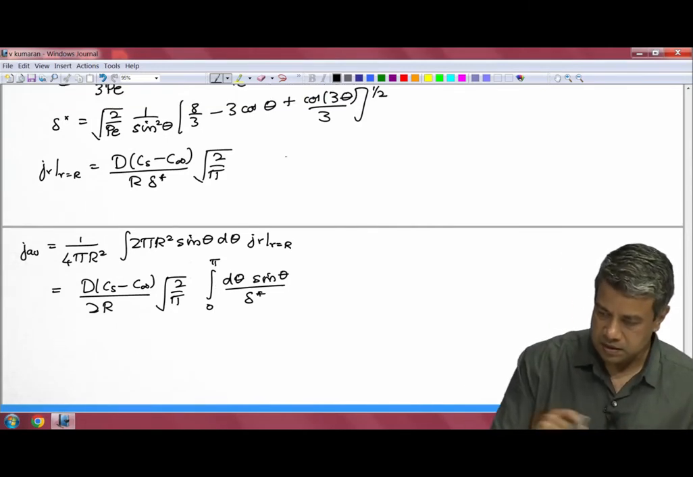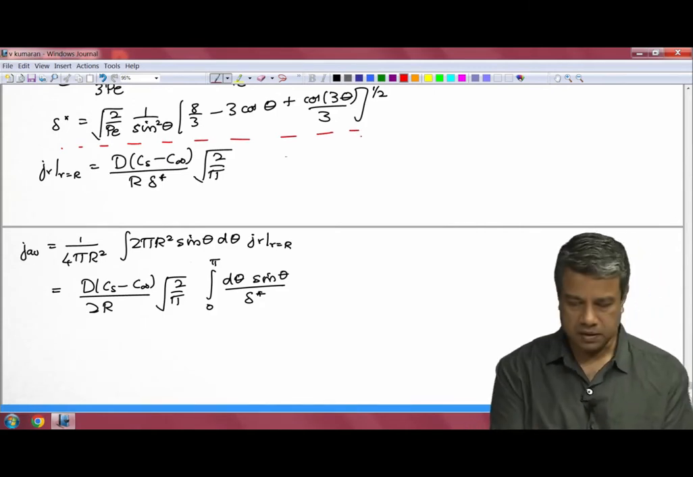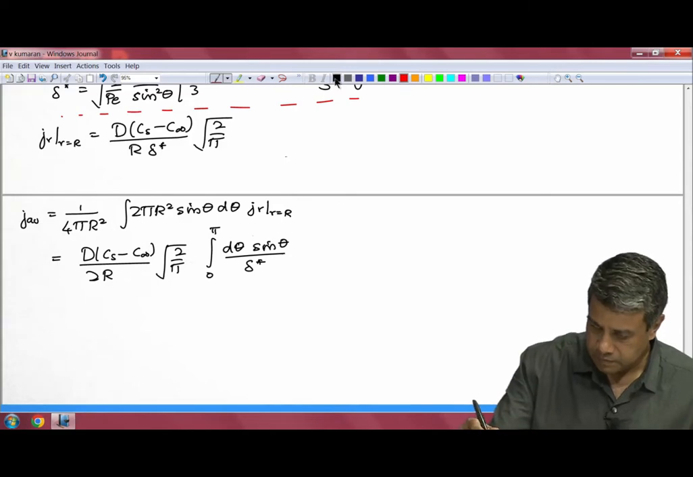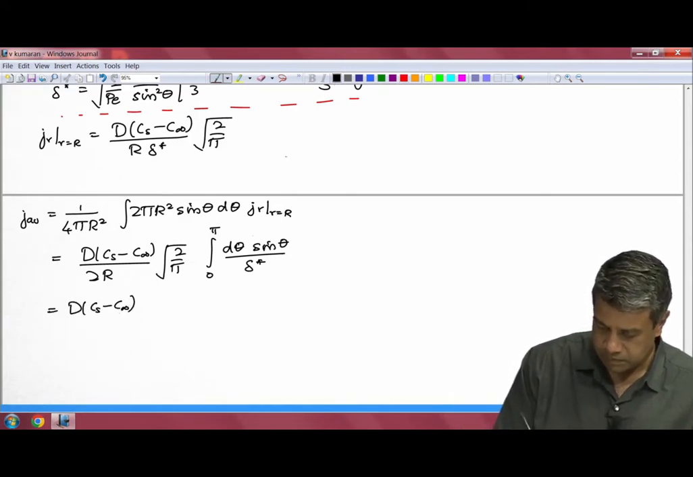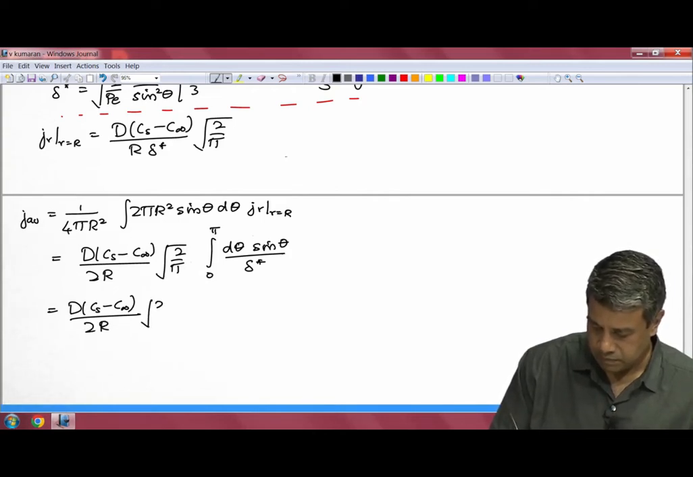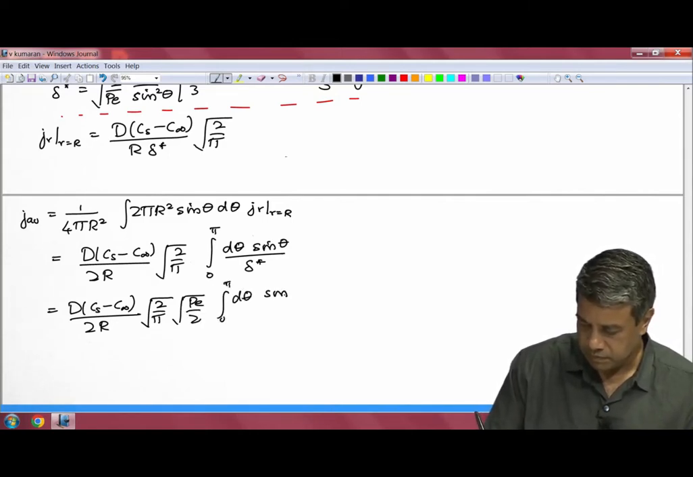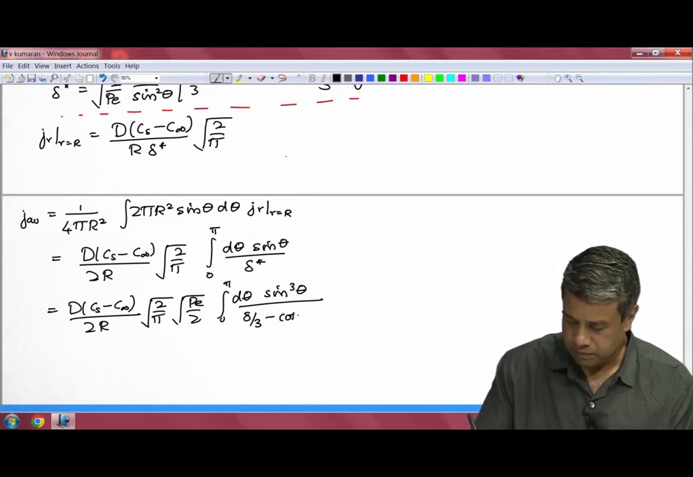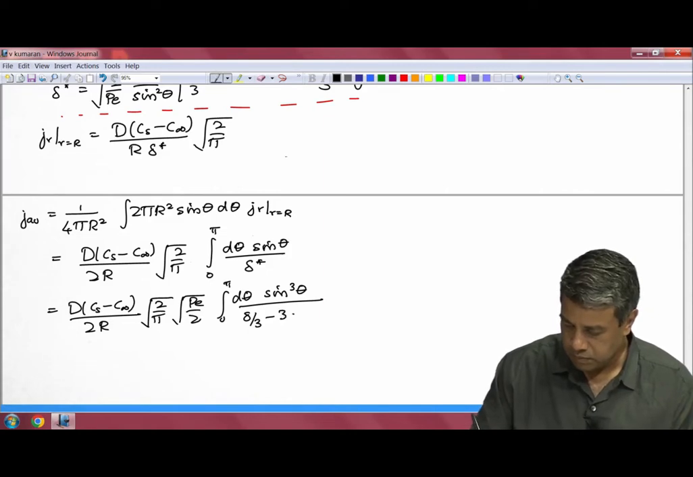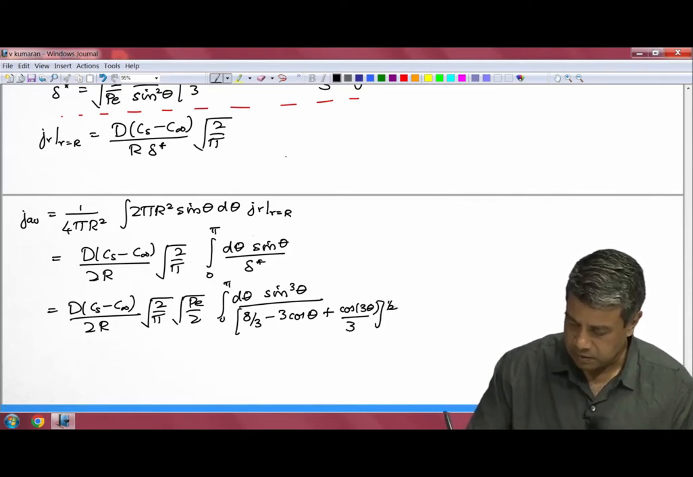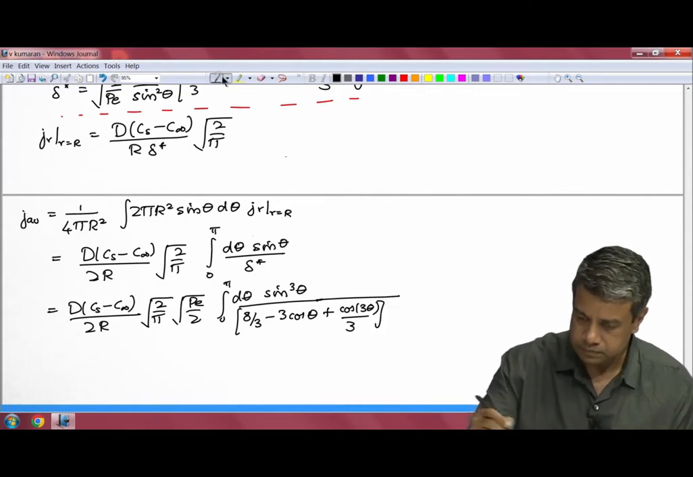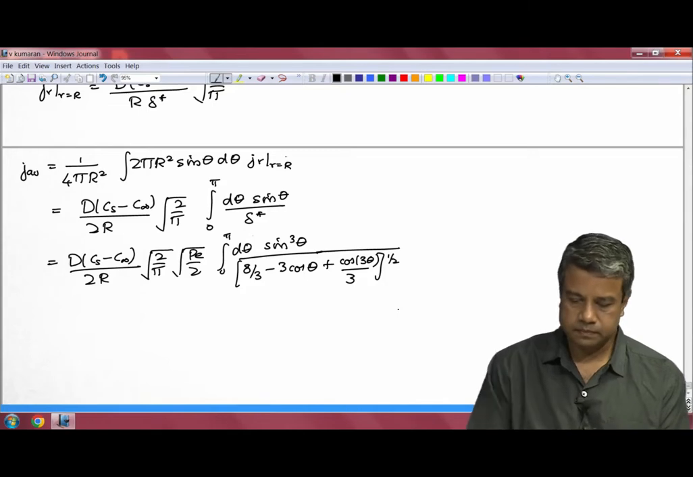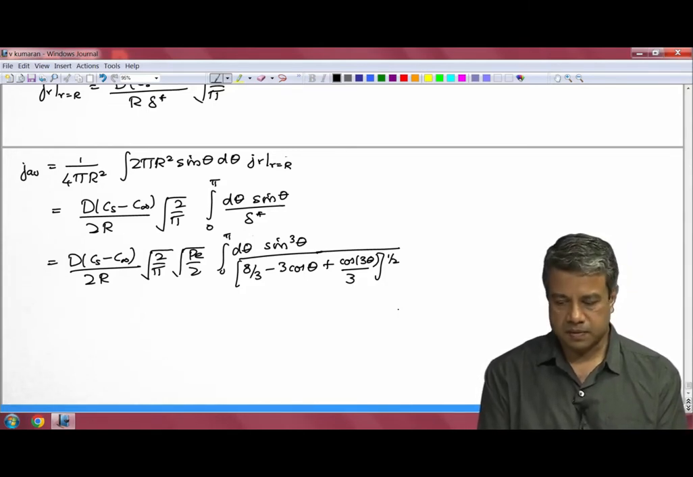And here I have to substitute this expression for the boundary layer thickness. So, I will get the whole to the half power. So, this is the final expression and I have to evaluate this integral.